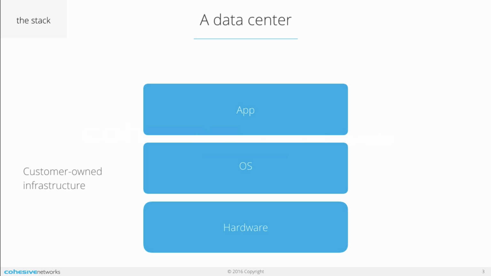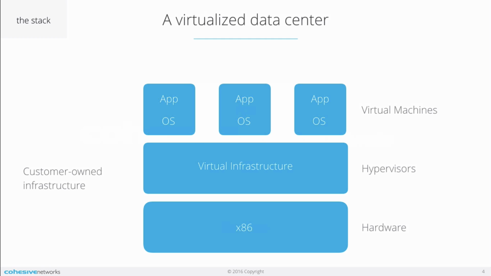So we'll start with just a basic data center concept. You've got hardware. On that you have operating systems and applications. In a data center, you own and operate all of your own infrastructure. A virtualized data center just allows virtual infrastructure and virtual machines that run operating systems and applications.